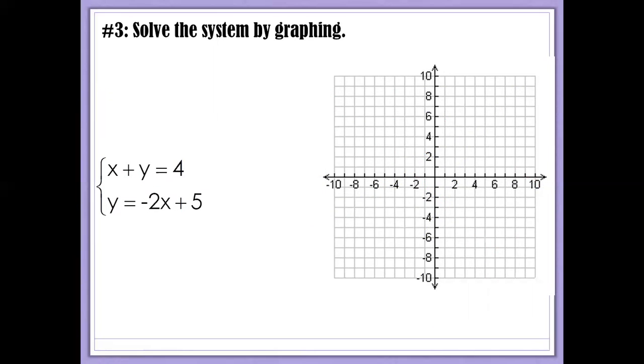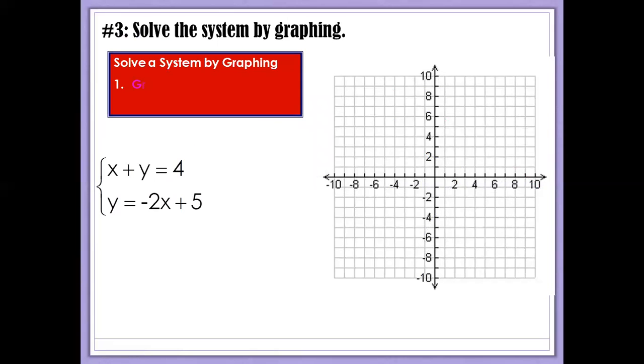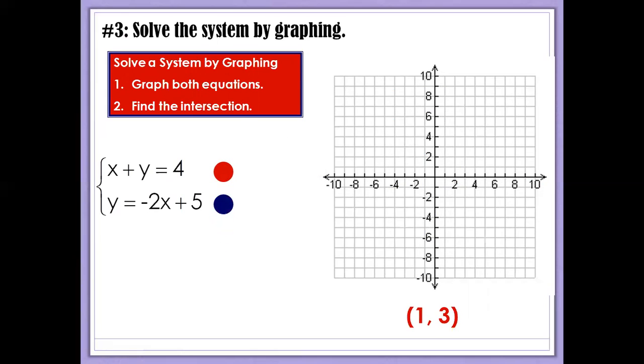If he gave me another equation like this, I'm going to draw x plus y equals 4 first, and then I'm going to draw y equals -2x plus 5, and then find the point of intersection.